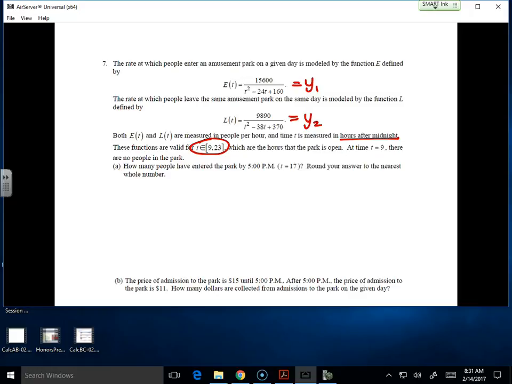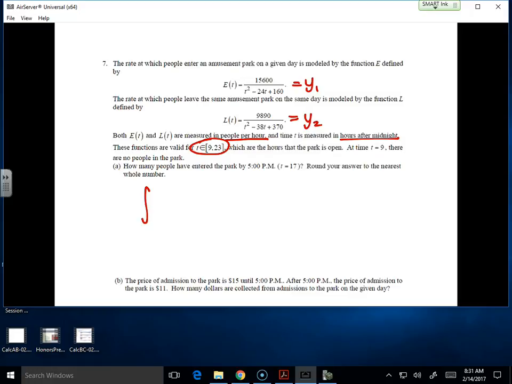Okay. How many people have entered the park by 5 p.m., by t equals 17? We need to go from people per hour. Do you guys underline that one too? We need to go from people per hour back to people. What do we need? Integral, from rate to original. We need an integral.